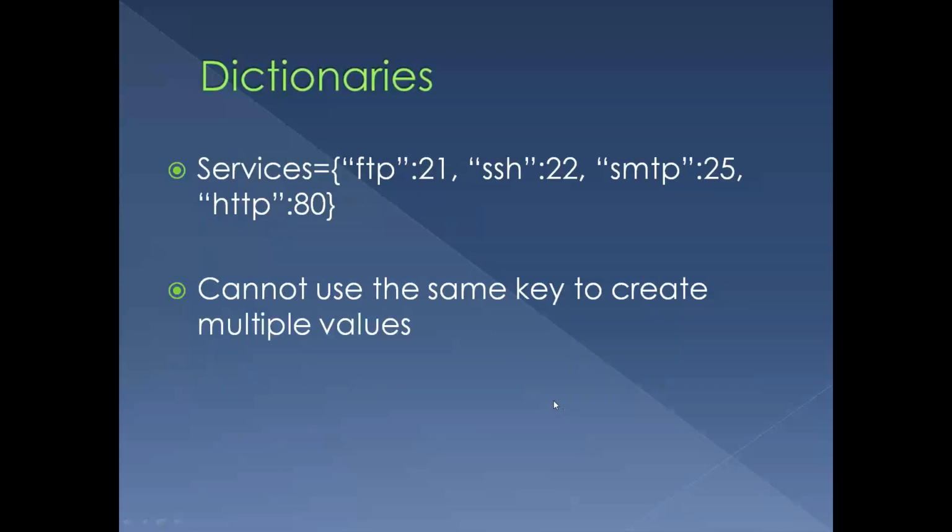So for instance, we could create a dictionary called services, and then we could associate the string FTP with 21, which is the port number, SSH with 22. Notice that there's a colon between them. SMTP with 25, HTTP with 80. You cannot use the same key to create multiple values.